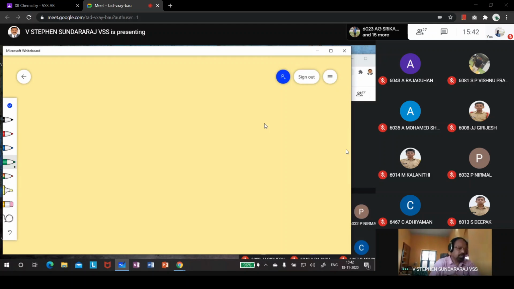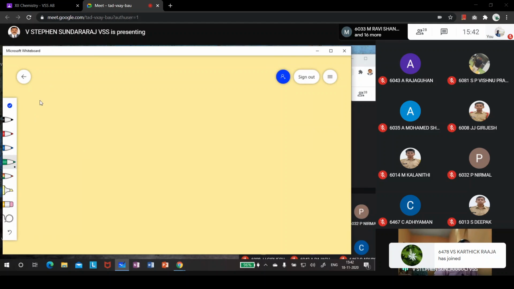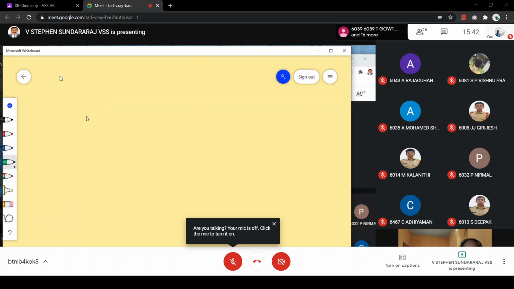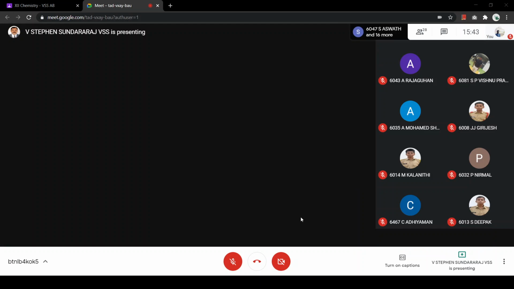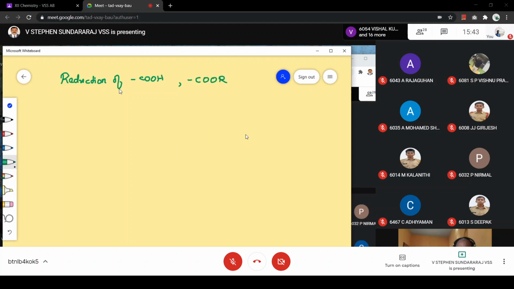Okay, so right. Carbonyl compound. One is reduction from carbonyl compounds. Okay, one more is reduction of carboxylic acid. Right, under the same heading, reduction of carboxylic acid and ester.